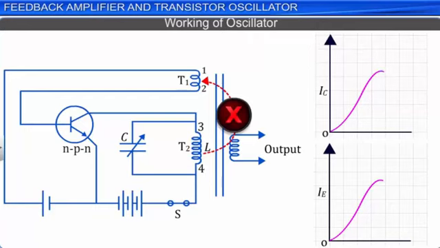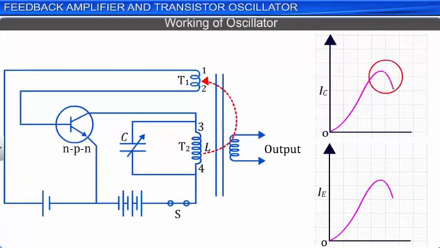When the inductance or feedback from coil T2 to coil T1 stops, emitter current starts decreasing. As the emitter current decreases, the collector current also starts decreasing.